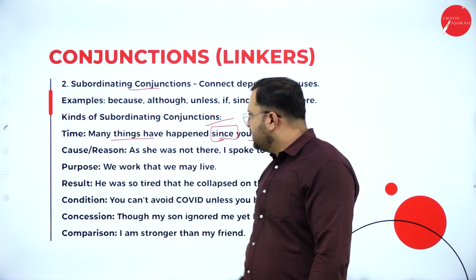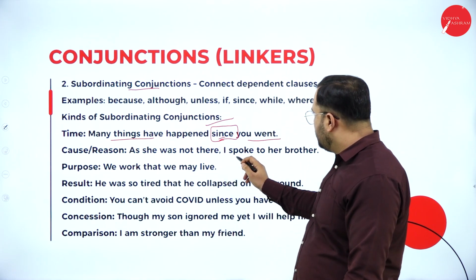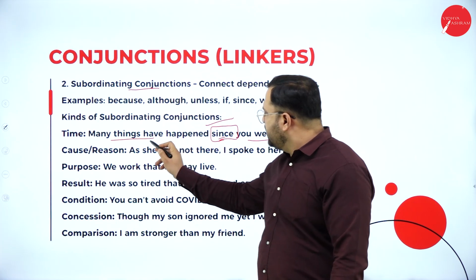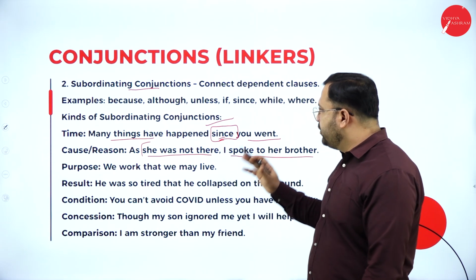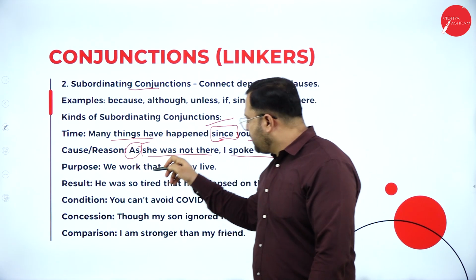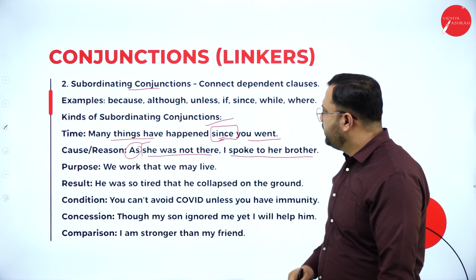Then cause or a reason. As she was not there, I spoke to her brother. So here, she was not there, I spoke to her brother. Two sentences. How do you join them? With this. As she was not there, I spoke to her brother.